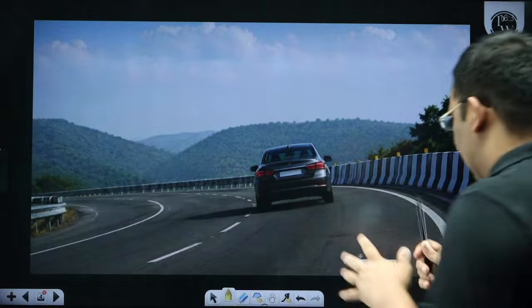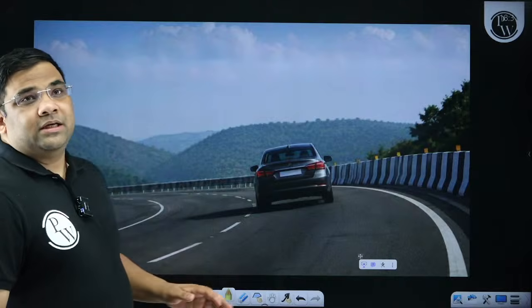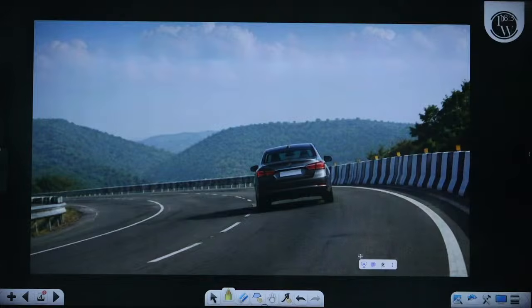You can see that on highways, on horizontal curves, the roads are normally tilted like this. So what is the reason for this tilt? That we are going to see in today's session.